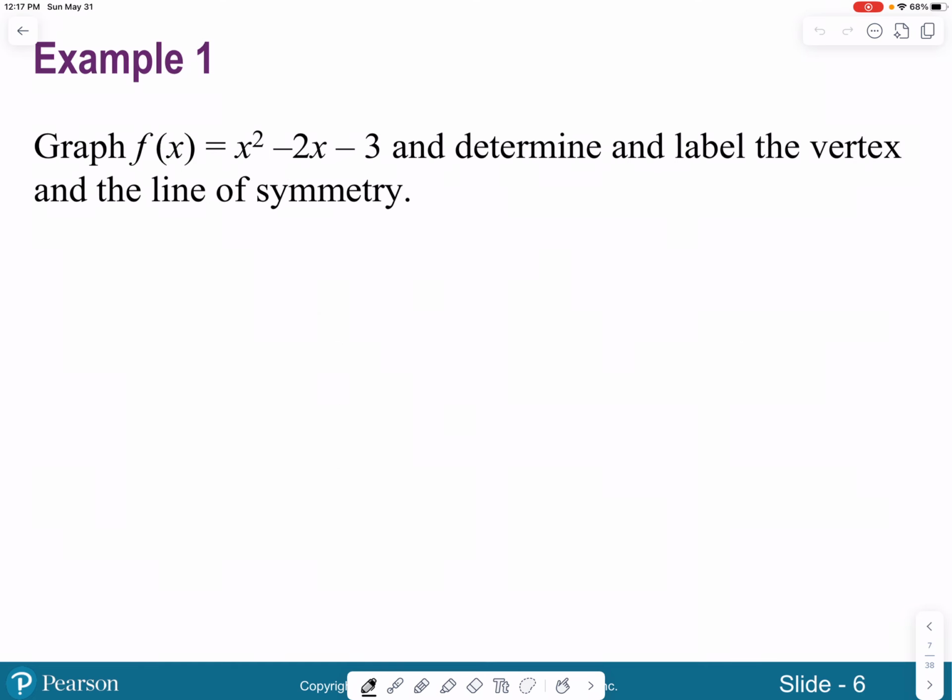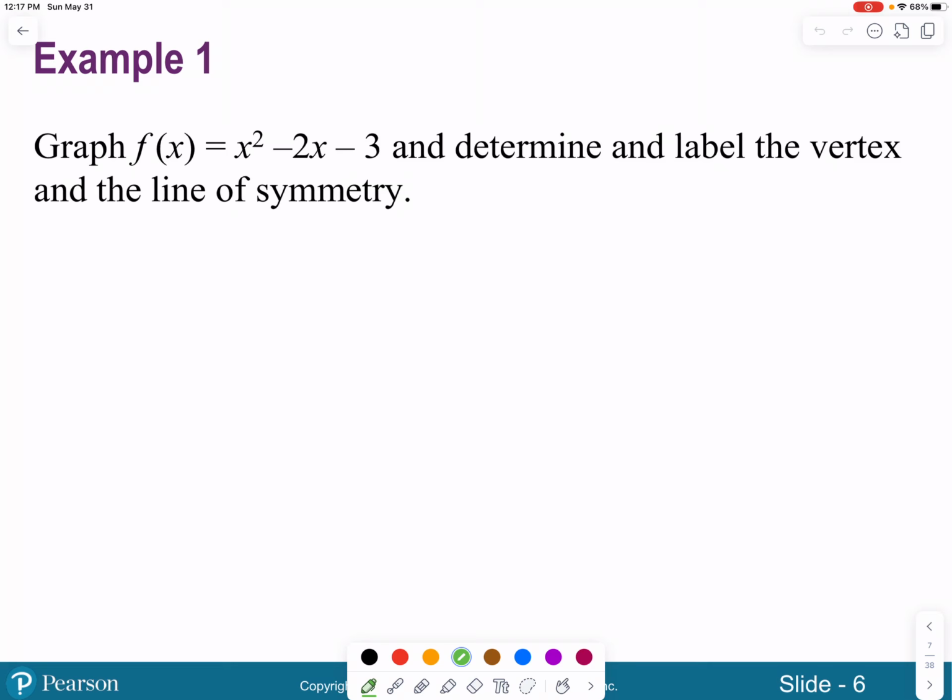So here we're asked to graph this quadratic and determine and label the vertex and the line of symmetry. If I were going to graph this, I would start with the vertex and then identify my axis of symmetry and then use the axis of symmetry to generate the graph. So we can at least do that.